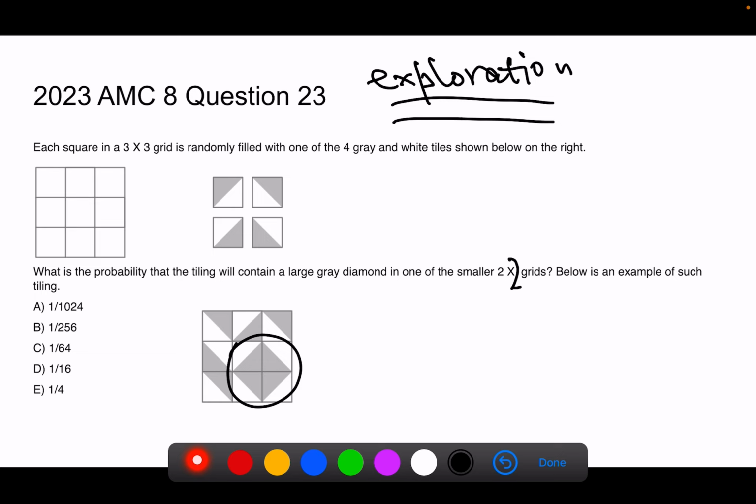This is a great example because you look at this 3x3 grid. You want to create a large gray diamond in one of the 2x2 grids. How many ways can you do that? I'm going to draw a few graphs quickly for you to see it.